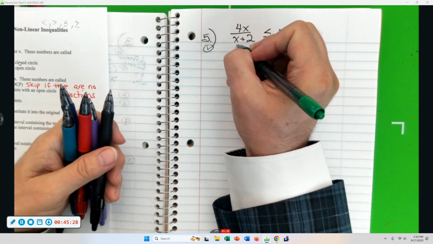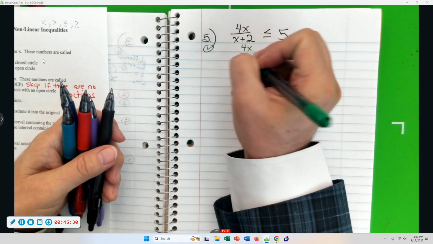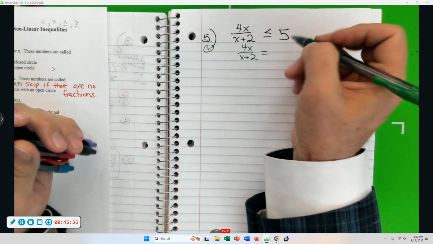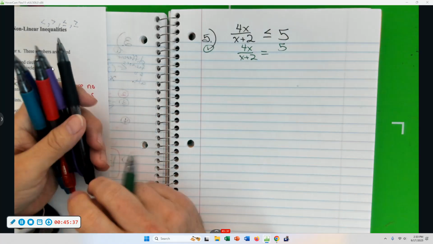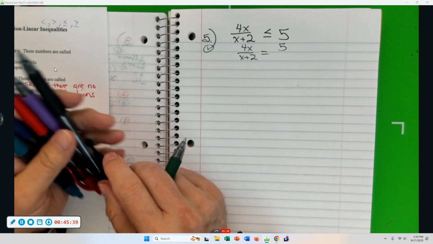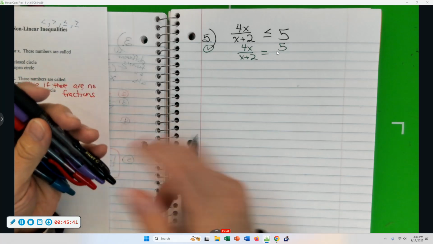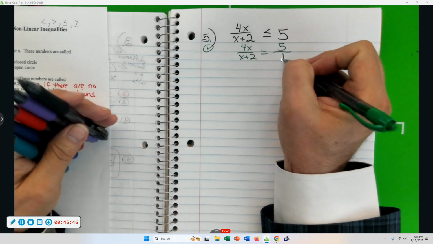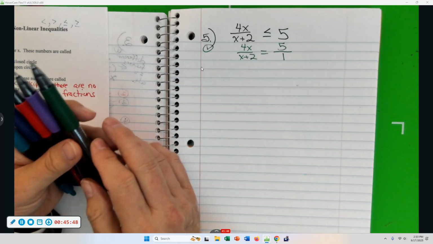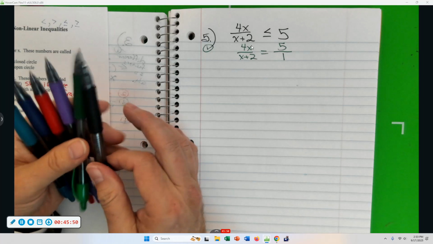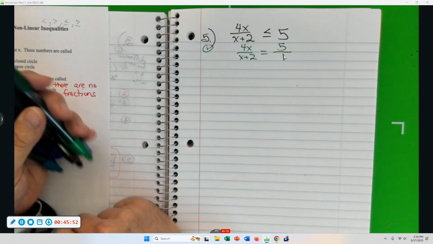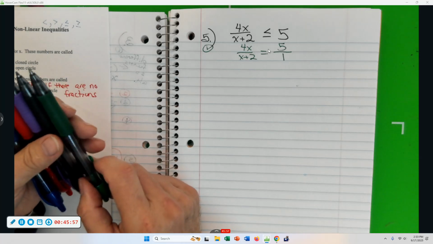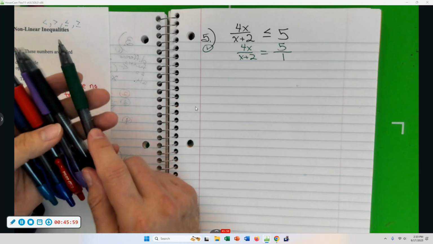So we'll have 4x over x plus 2 is equal to 5. Look at how I'm writing it, like that. Because what am I about to do with this 5 here? I'm going to write it as 5 over 1. Why would I have done that? What am I going to do to solve this equation? Cross multiply. It's a fraction equals a fraction, so we're going to cross multiply.